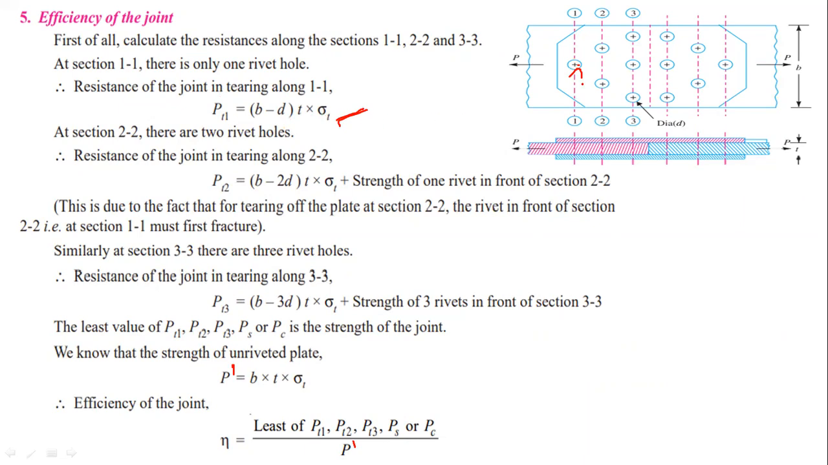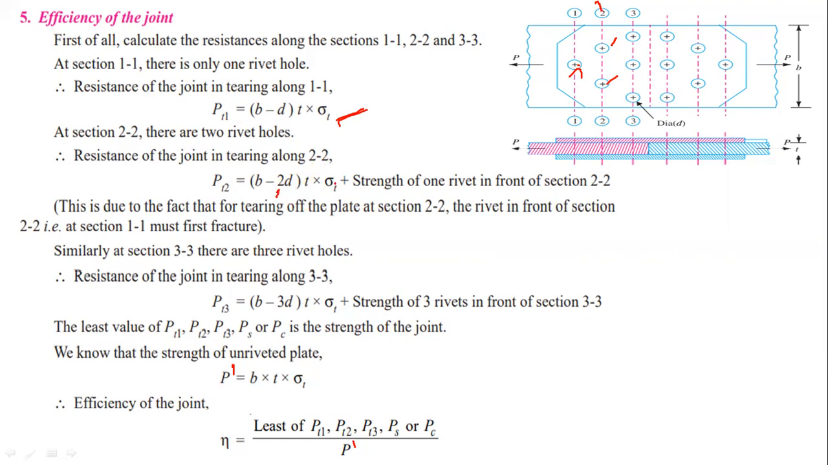In a similar way, the tearing strength for the second row. In the second row, there are two rivets. Here, this one is the second row. So for two rivets, you have to consider 2 times the diameter of the rivet. So (B minus 2D) into T.